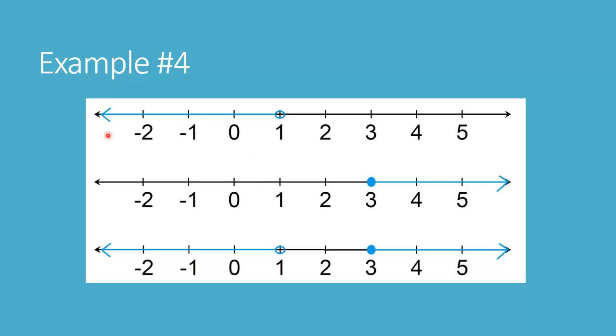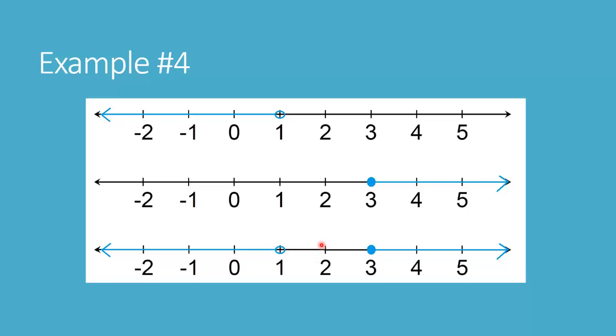So this solution is simply this one right here for less than 1. And then we have this one for greater than or equal to 3. So in the case of an OR equation, it's got to be in one or the other, so we just combine both. So every number, so our answer can be here all the way to 1, but it can't be 1.